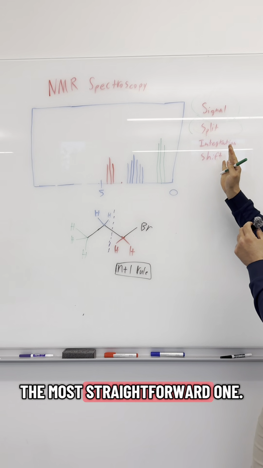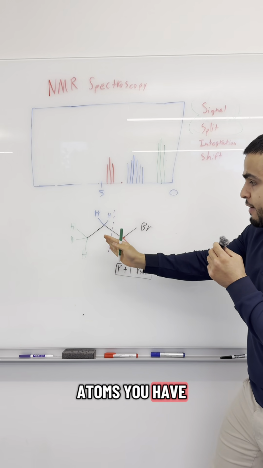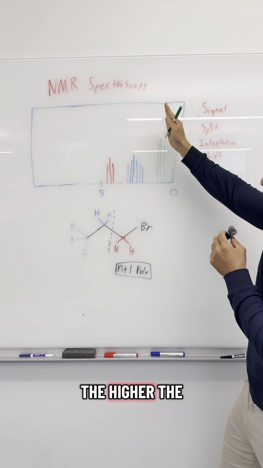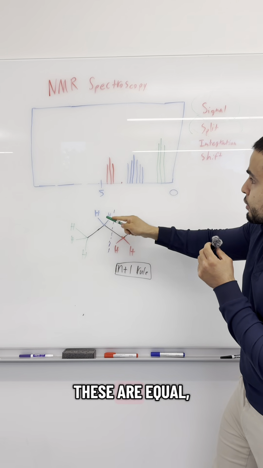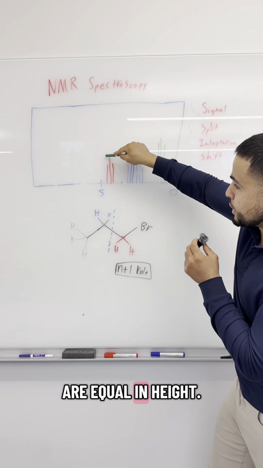Integration is perhaps the most straightforward one. The more hydrogen atoms you have of that unique group, the higher the peak is. So over here you have the most of these, so that's going to be the tallest peak. These are equal, so their peaks are equal in height.